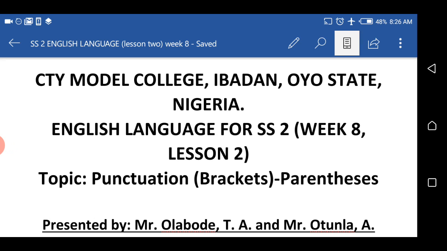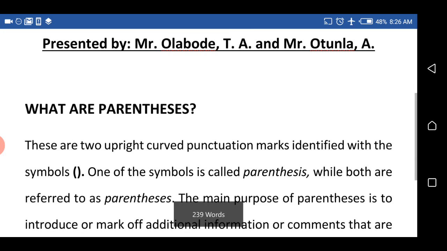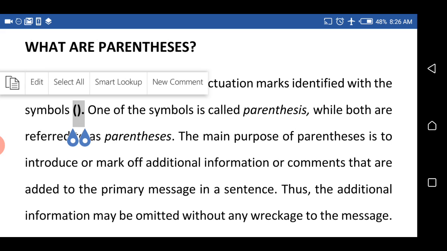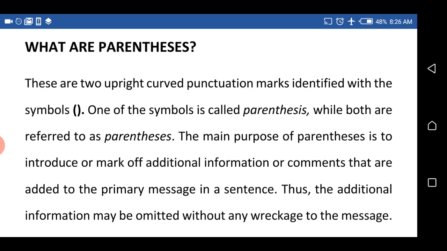Amen. Inshallah, on our lesson 2 of week 8, our topic is parenthesis, also called brackets. What are parentheses? These are two upright curved punctuation marks identified with the symbols that you can see displayed on the screen, the one highlighted. One of the symbols is called parenthesis, while both are referred to as parentheses.